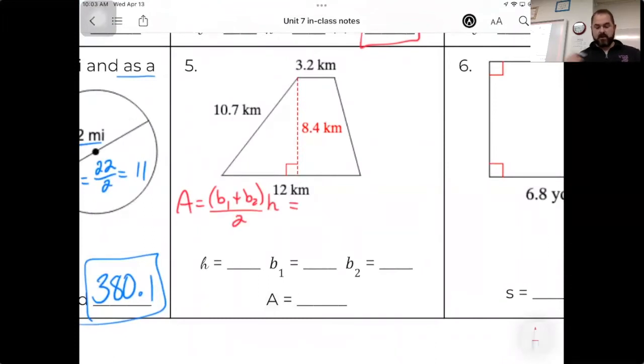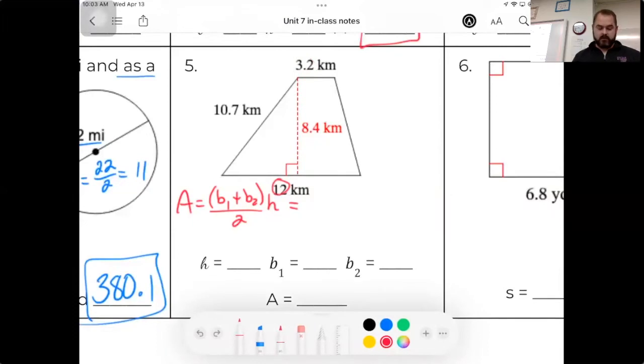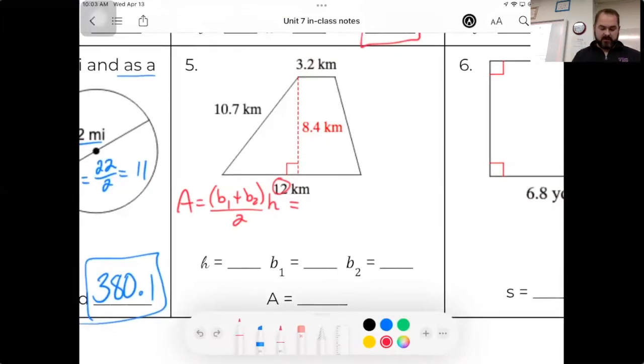Now base 1 and base 2 can really be either of these two, 3.2 and 12, so it doesn't really matter what order I put that in. I'm going to do 3.2 first plus 12, but I have to have it in parentheses, all over 2 times the height, which is the distance between those bases, 8.4.